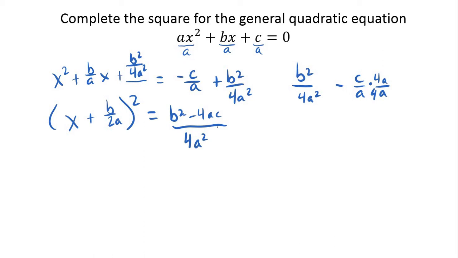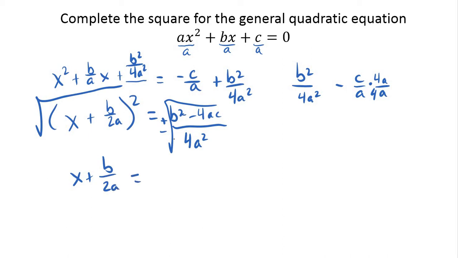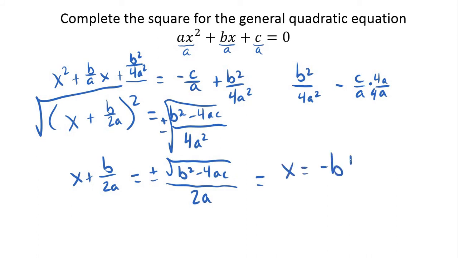Okay, now remember what we do from here. We're going to square root both sides. Remember I'm going to introduce plus or minus when I do that. So this side becomes x plus b over 2a equals plus or minus the square root of b squared minus 4ac under the radical. And on the bottom, remember it's going to simplify: 4a squared, well that's just 2a. Then I can bring this over, and x equals negative b plus or minus square root of b squared minus 4ac all over 2a. Notice we have a common denominator there.